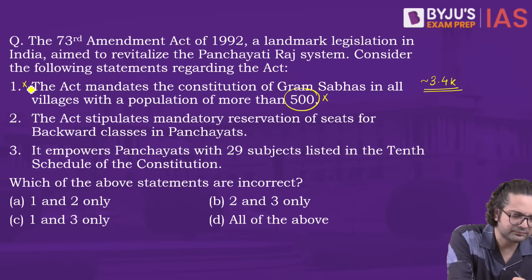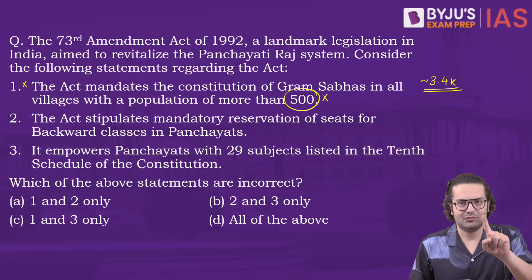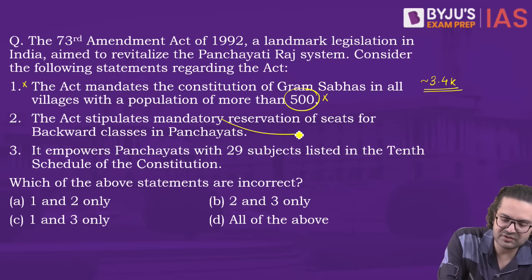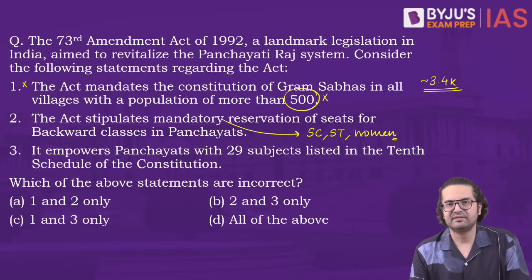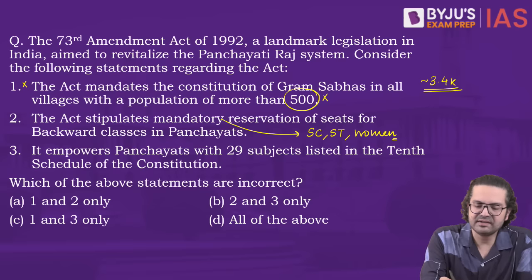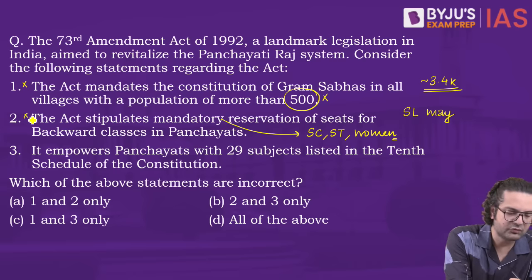So 1 is wrong. Number 2, the Act stipulates mandatory reservation of seats for backward classes. No. Mandatory reservation is for scheduled castes, scheduled tribes and women. But for the other backward classes, the OBCs, it's optional. The state legislature may by law provide for the reservation. Okay, so 2 is wrong.